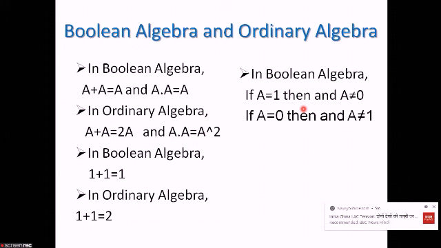A truth table, already you know the truth table. In the case of logic gates, you have seen the truth table. Now, a truth table shows how a logic circuit responds to various combinations of logic levels at its inputs. This was the differences between the Boolean algebra and the ordinary algebra.